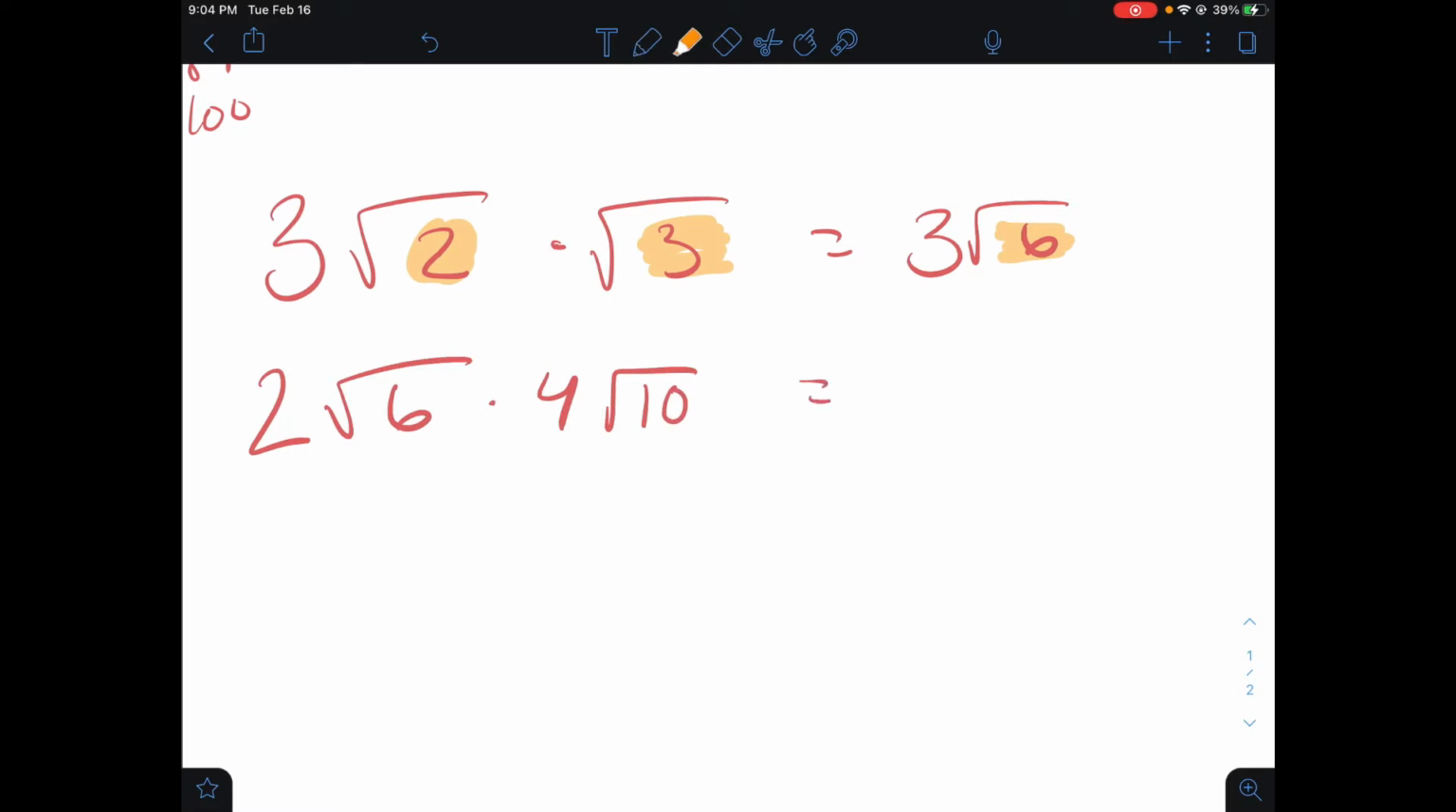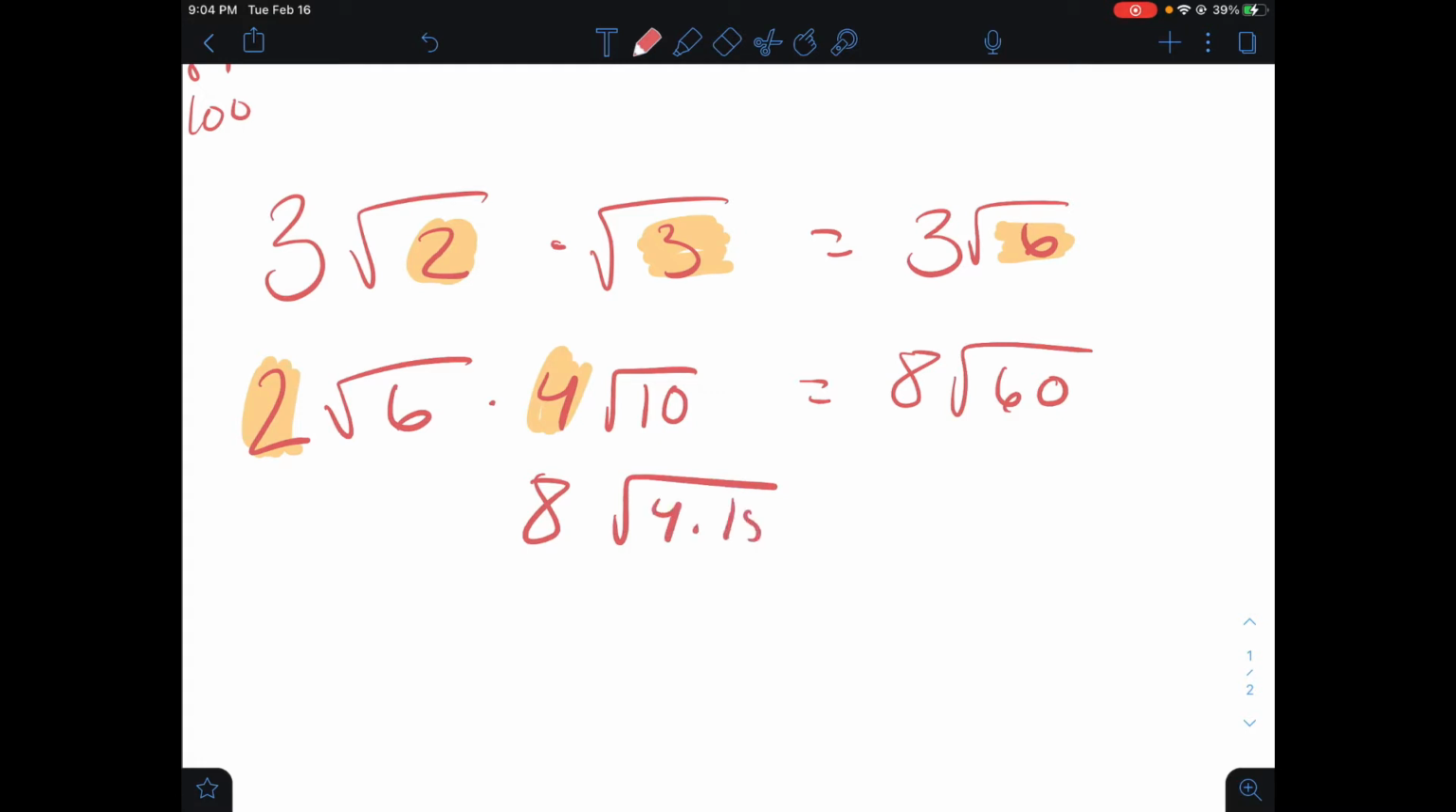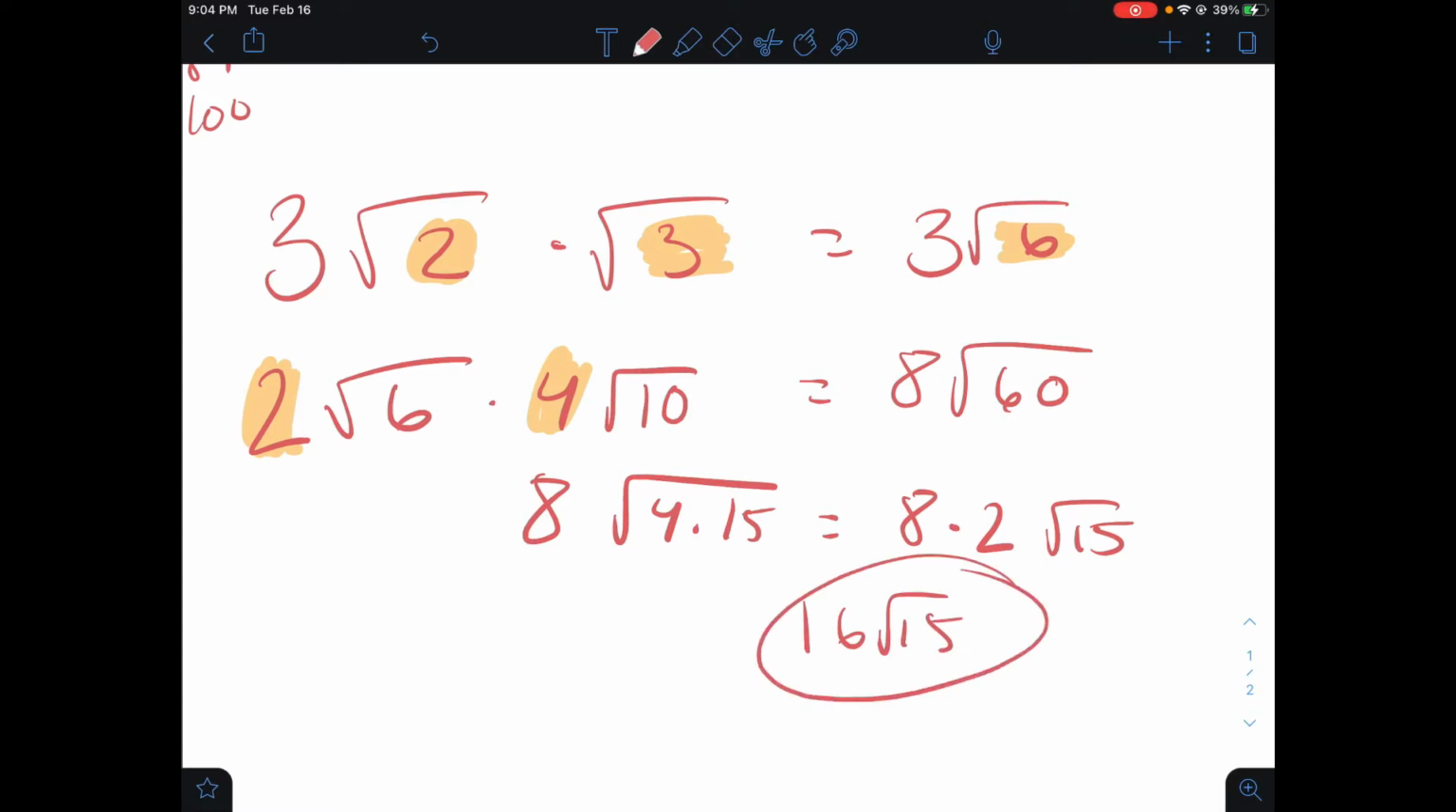You multiply the leading coefficients, which gives me an 8. Multiply what's inside of the radicals, we get 60. Then we have to see if we can break 60 down, so you go through that list of perfect squares. You can: 60 can be broken down into 4 times 15. You take the square root of 4, which is 2, and take the 2 out. Then you multiply, and you get 16 root 15. So that's how you multiply radicals.